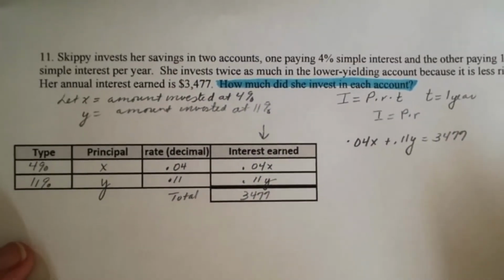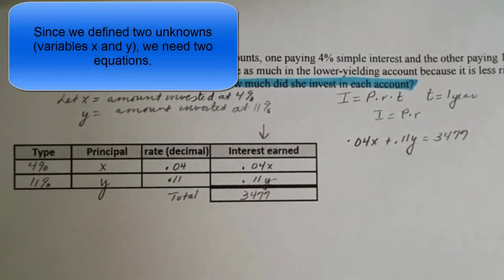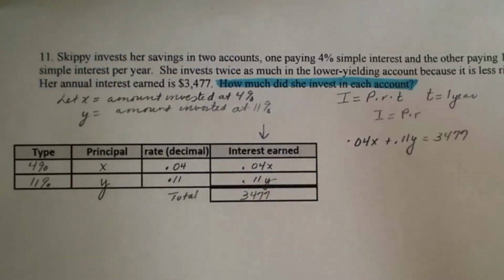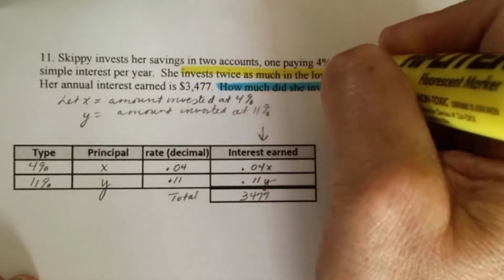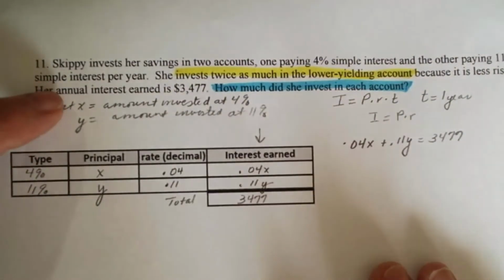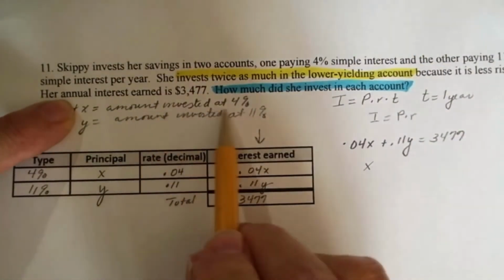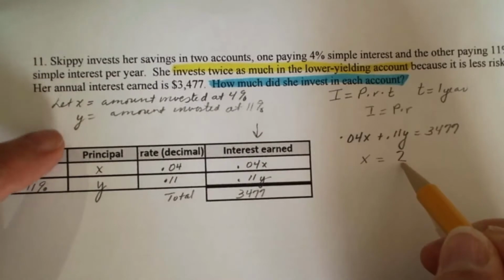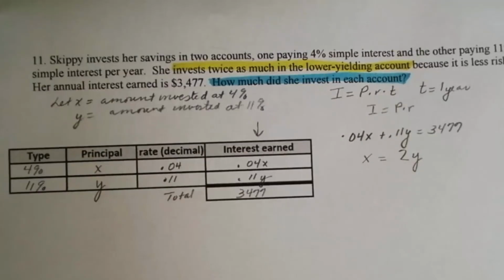Okay, but we need a second equation because one of the things that you remember with systems of equations is that when you define two variables, you're going to need to have two equations. So what information haven't we used yet? Well, we have not used this information right here, that Skippy is investing twice as much in the lower yielding account as in the higher. So our lowest yielding account is X. So that principal that was invested at 4% is twice as much as what she invested in the 11% account because it had more risk. So there's our system of equations.